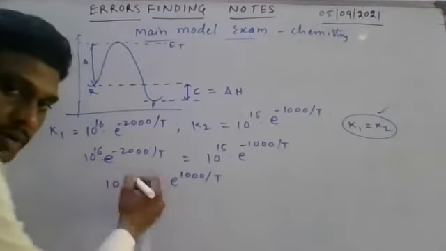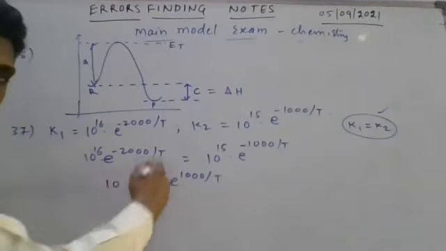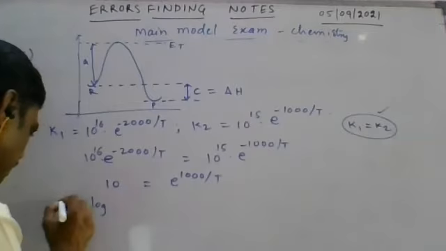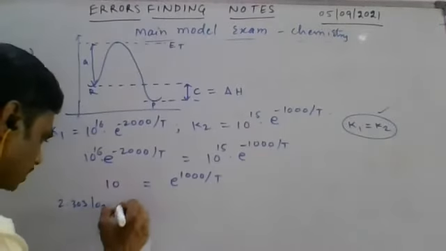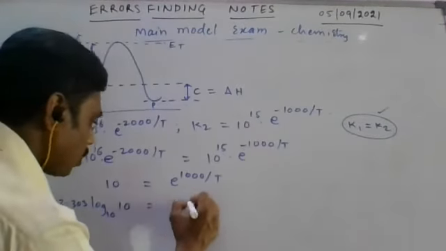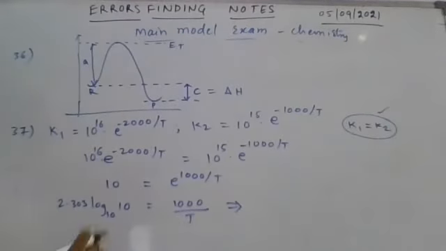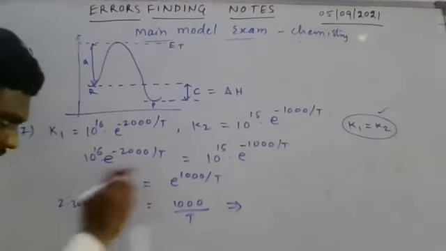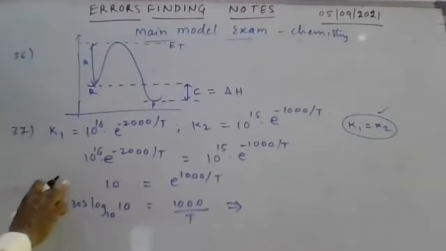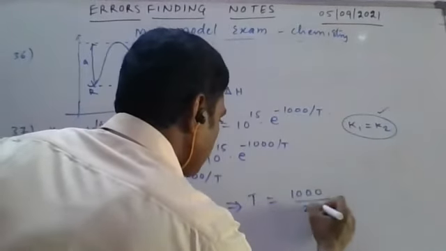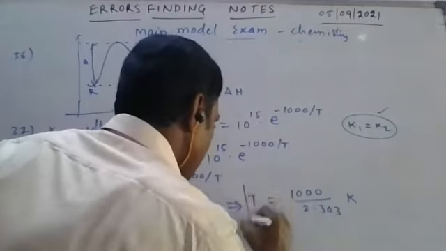From this, apply log on both sides, natural log and then log base 10. With the log base, 2.303 log base 10 of 10 is equal to 1000 by t. Here log base 10 of 10 has value 1. This 2.303 comes to the denominator and t to the numerator by cross multiplication. Temperature is equal to 1000 by 2.303 kelvins.